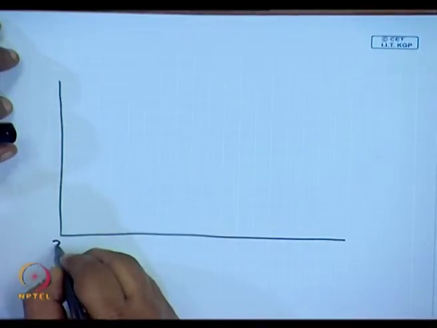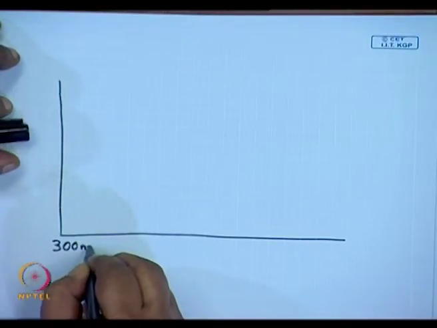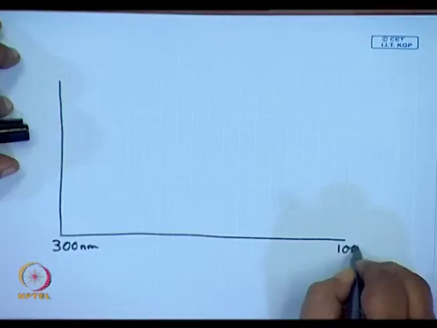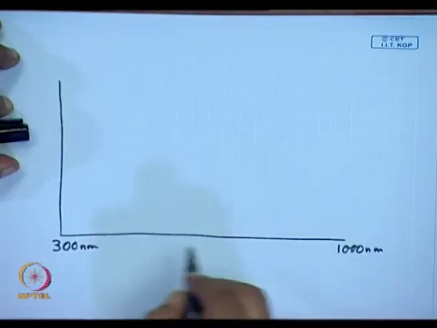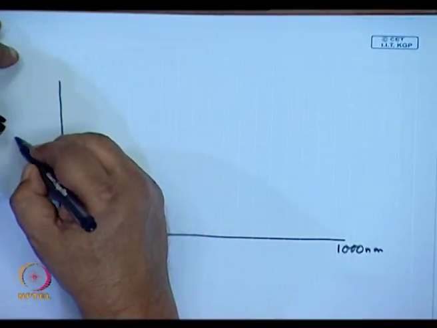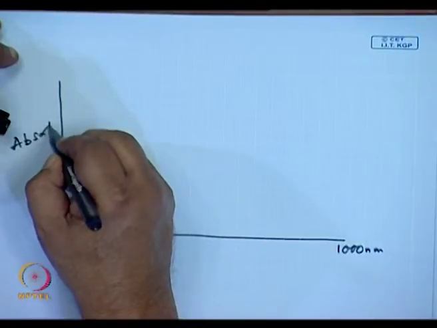So you have two choices. One, get as pure a sand as possible which has low iron oxide content, or try to engineer the sand. For example, if you look at the absorption spectra, let me say this is 300 nanometer and this is 1000 nanometer, and let us say this is the absorption coefficient.